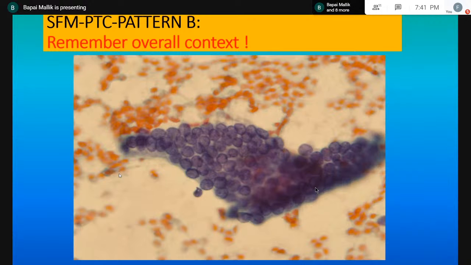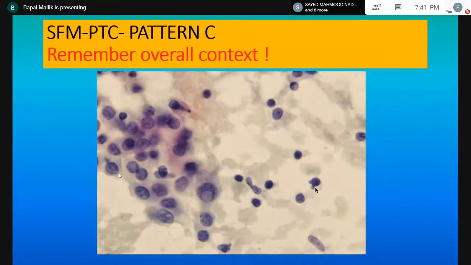So when you have these features, you do not see too much of nuclear membrane irregularities, no inclusions. You might still decide, okay, I'm not going to call it papillary thyroid carcinoma straight. I'm going to just fall back a little bit, call it suspicious for papillary thyroid carcinoma. I know anyway that the management plan is more or less the same.